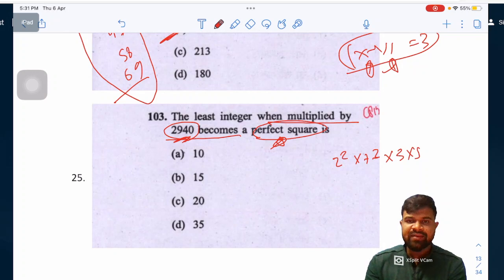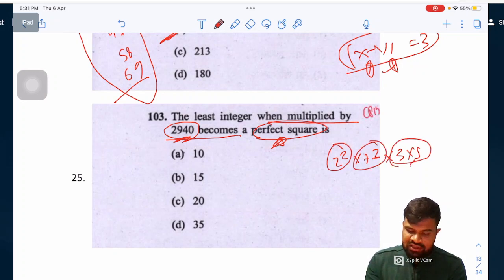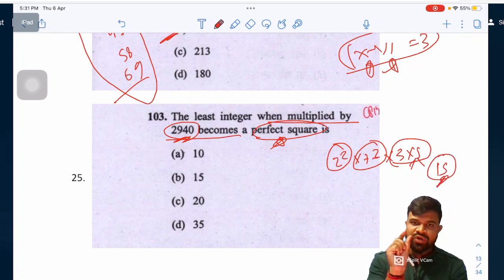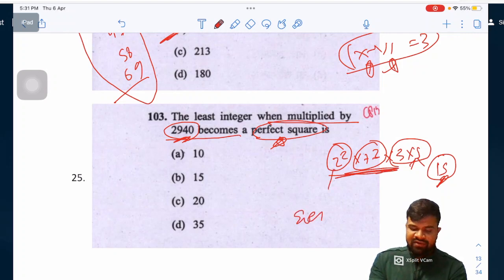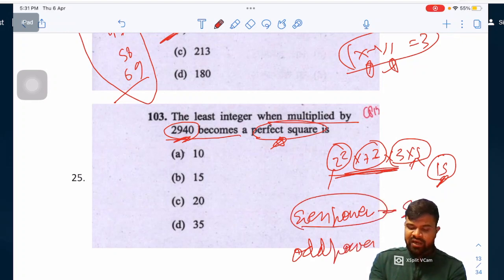So see, this is a square, this is a square, and this is 15. 3 into 5 is 15, so there is only one 15. If you multiply or divide by the same number, the number will become a perfect square. This is the logic. When you do the prime factorization, you will find that there are even powers and odd powers. Even powers are squares.